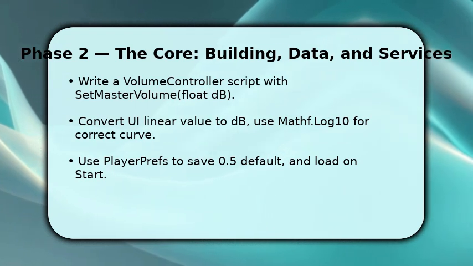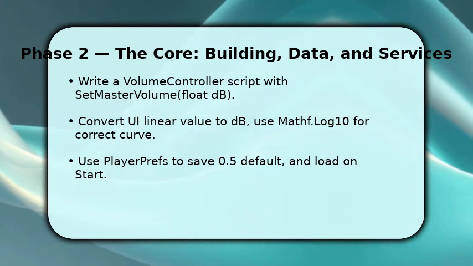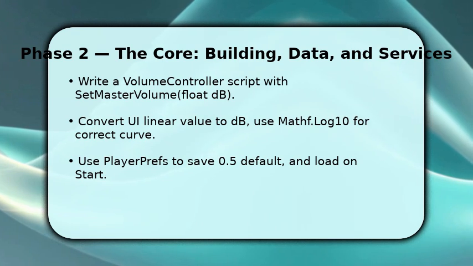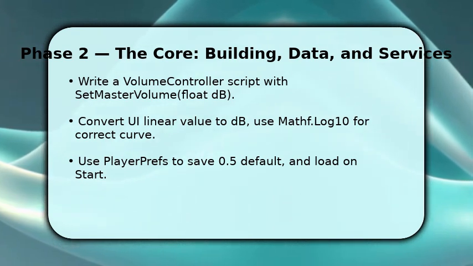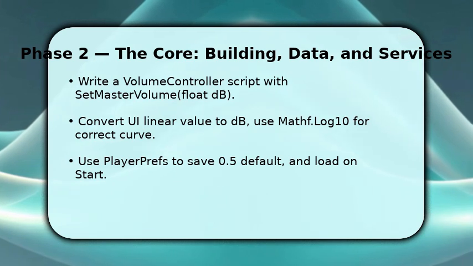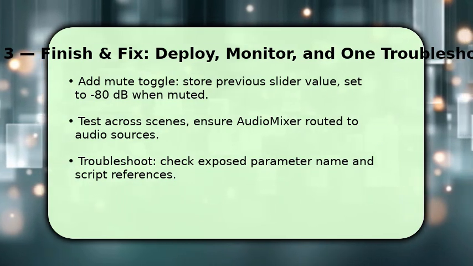Once done, call audioMixer.SetFloat, master volume, dB, and persist the slider's 0.5 default via PlayerPrefs. Make sure to clamp inputs and handle 0 safely, because a literal 0 linear gain would produce negative infinity in dB math. You finish by polishing UX and testing across scenes.